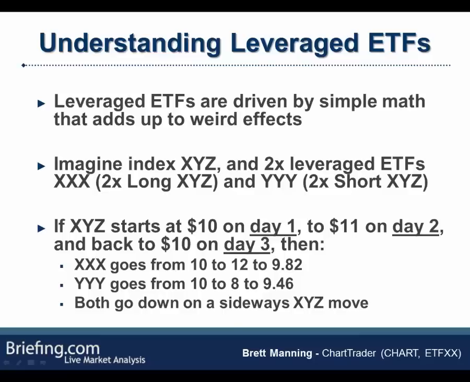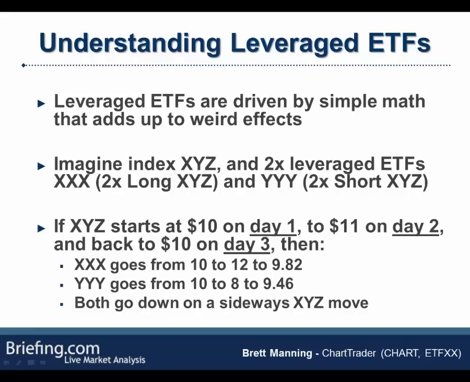All right, so here's the key point. Imagine all three of them start at $10 a share on day number 1. Now let's say XYZ goes to 11 the next day. We can see that XXX would go up to 12 that day as a result, up 20%, and YYY would drop to 8. So as XYZ goes up 10%, XXX goes up 20%, and YYY goes down 20%.